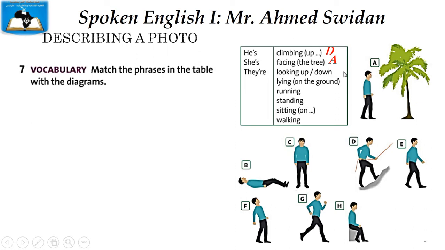He's looking up or down. Which diagram is this? It's F. He's looking up. What? This one. We can say he's looking down. He's lying on the ground. This diagram is B.